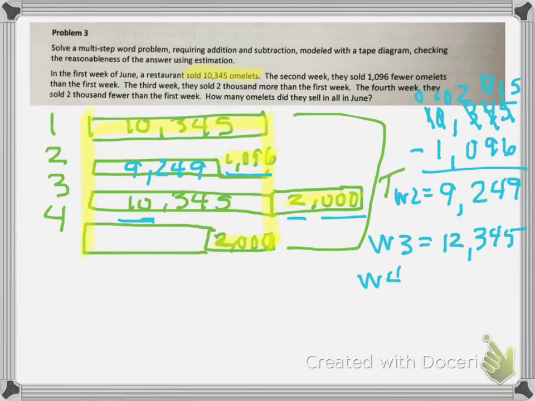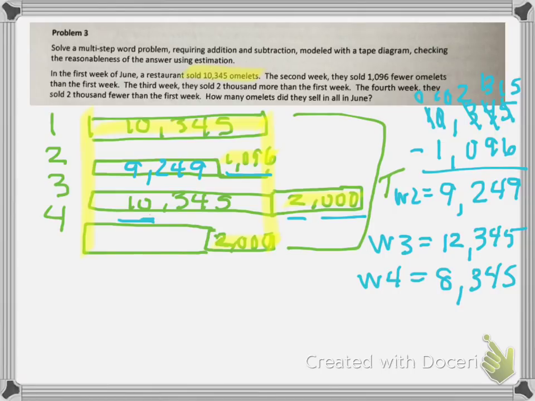Now for week 4, I can take 2,000 away from 10,000. Okay, I don't even need to do any math. Okay, I know that 10,000 take away 2,000 is going to be 8,000. And then I need to bring 345. 8,345. So now I have my 4 weeks, and I need to add them all together. Okay, so I'm going to do 2 at a time because sometimes I get confused if I have more than a couple numbers.